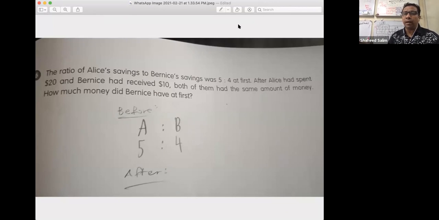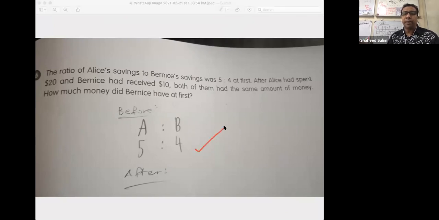Okay, we mark Zahin's work. This is correct. Then Bernice will spend 20. Alice will spend 20. Bernice will receive 10. Now both of them have the same amount of money. What does it mean? You try. You need some paper to do this, Ilhan. You try.